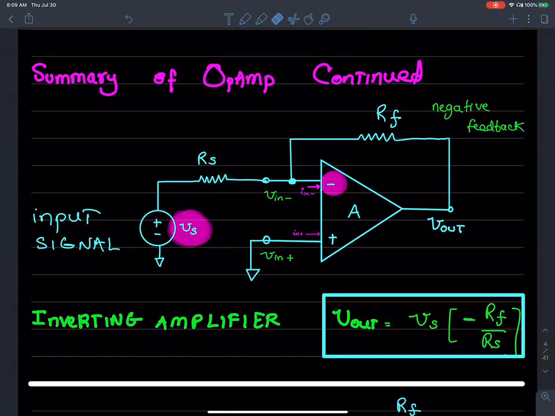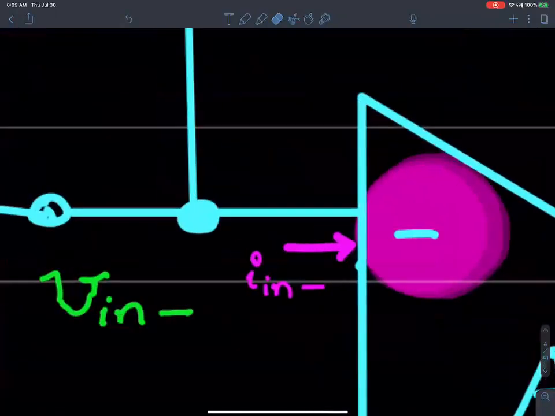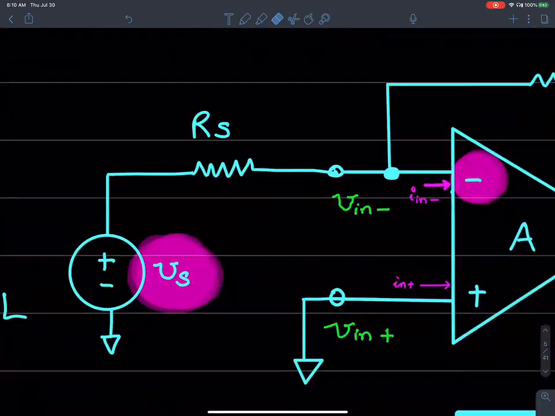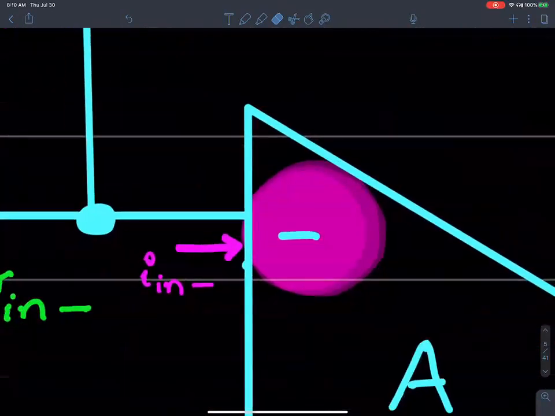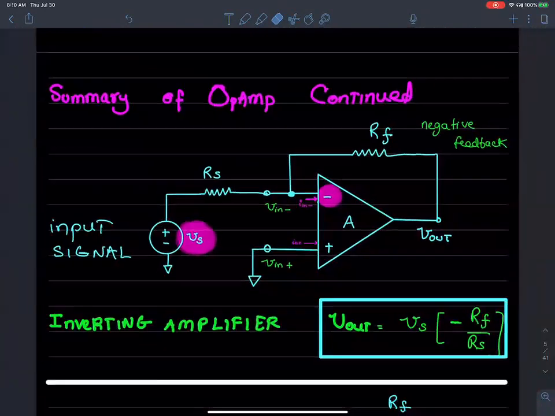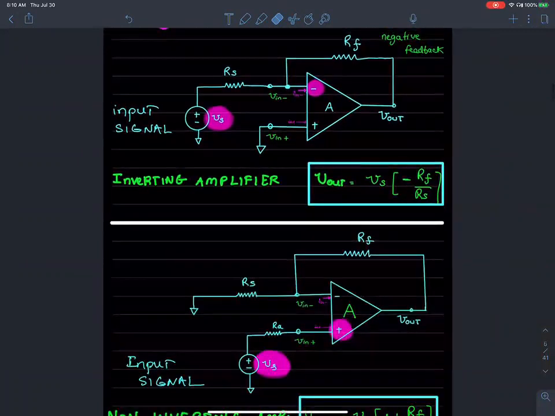Now, what's the idea of inverting amplifier? Inverting amplifier specifically means that this input, the V signal, is applied to the inverting terminal or the negative terminal. If you look in comparison down below, the one down below is called a non-inverting amplifier, where the input Vs is going into the positive terminal of the operational amplifier.